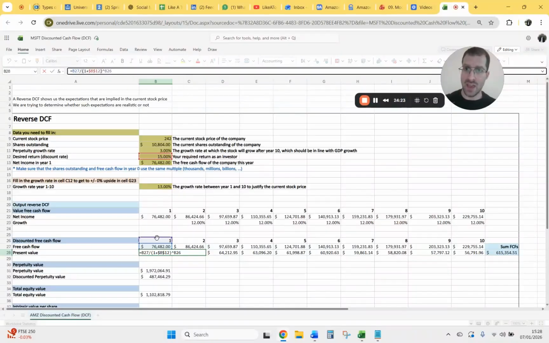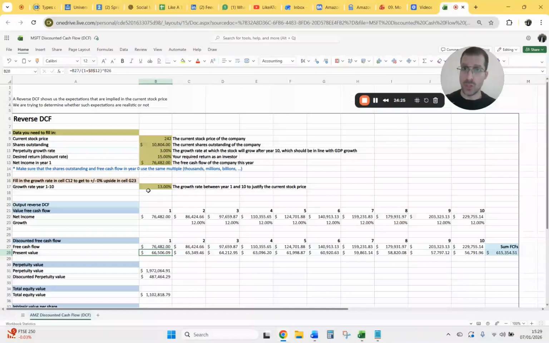Okay, so we have the discount rate, we have the growth rate of the free cash flows, we have the future value of those free cash flows and the present value of those free cash flows. Okay, so what about the growth rate? What is the growth rate that we should be putting here in the case of Amazon?